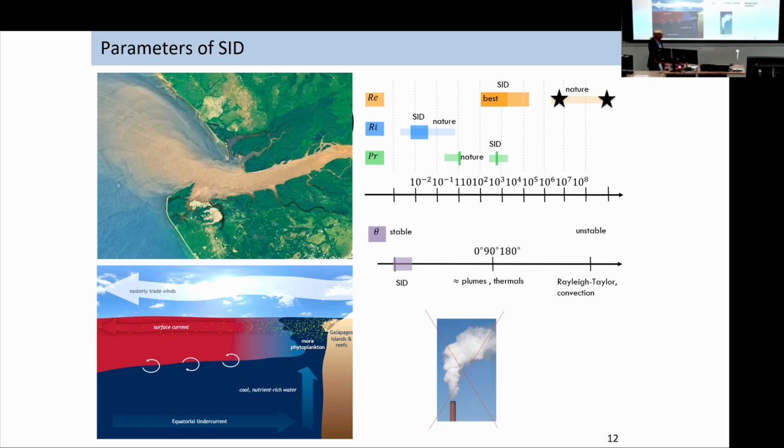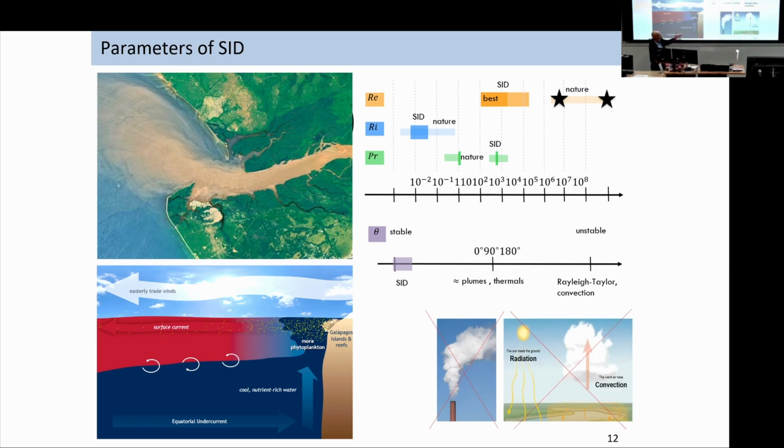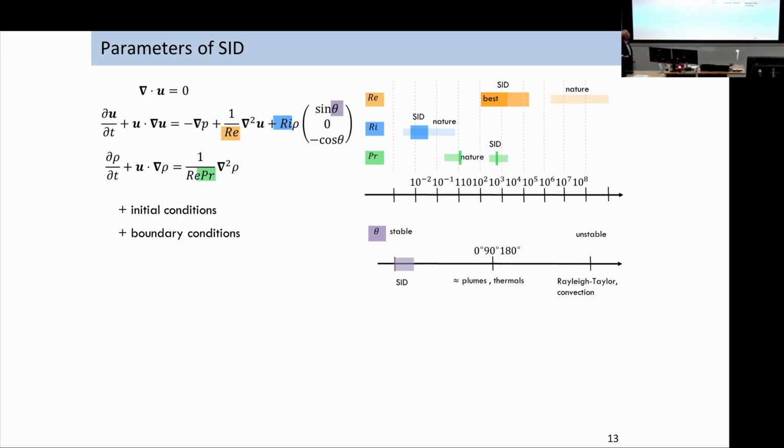I'm not going to talk about thermals, so we're talking about small angles. We're always very close to horizontal. We're not talking about convection, and we're not talking about all sorts of other things. So it's a simplified system. Okay. So this is the system.